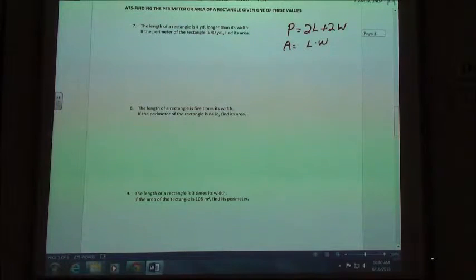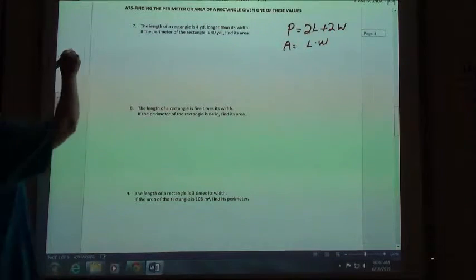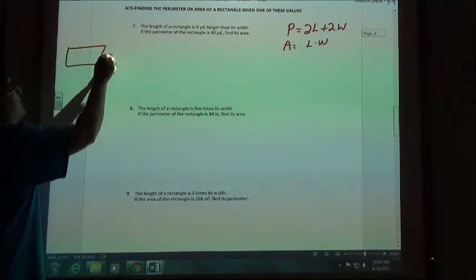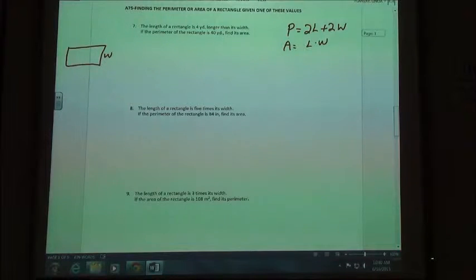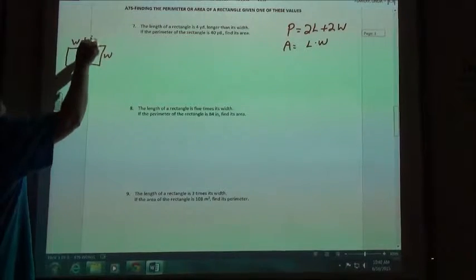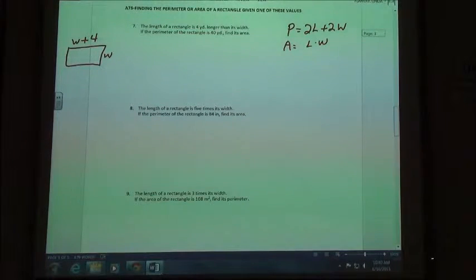So all of these are going to start out and have you write the length in terms of the width of my rectangle. So my width is always just going to be a W to start out with. Then I'll write the length in terms of the width. The length of my rectangle is 4 yards longer than my width. So 4 yards longer than my width would be W plus 4, right?